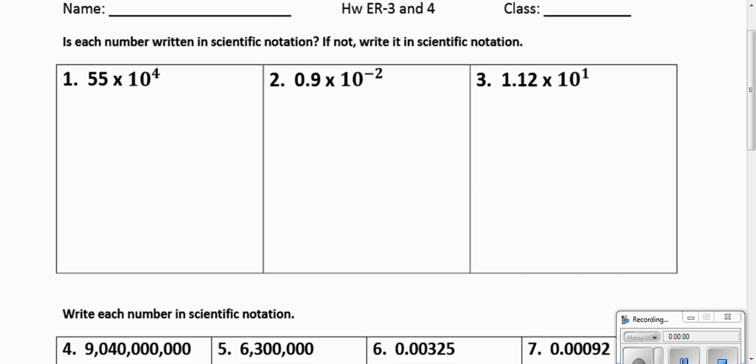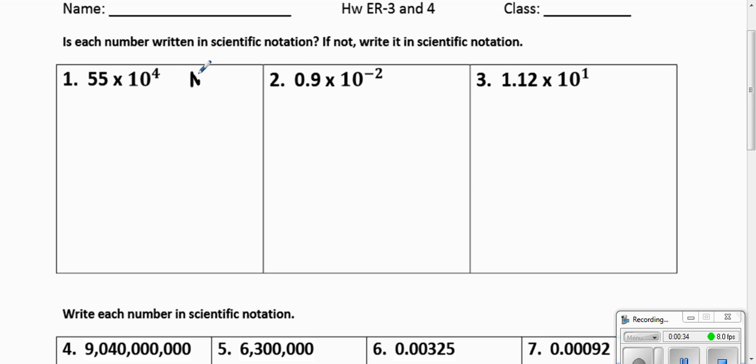Okay, we're going to do number 1 from the homework, in case you were having trouble with it. Directions say each number written in scientific notation. So it's a yes or no, and if not, write it in scientific notation. The rule for scientific notation is that the first number has to be between 1 and 10, like we did in class. This is 55, so this is not in scientific notation.